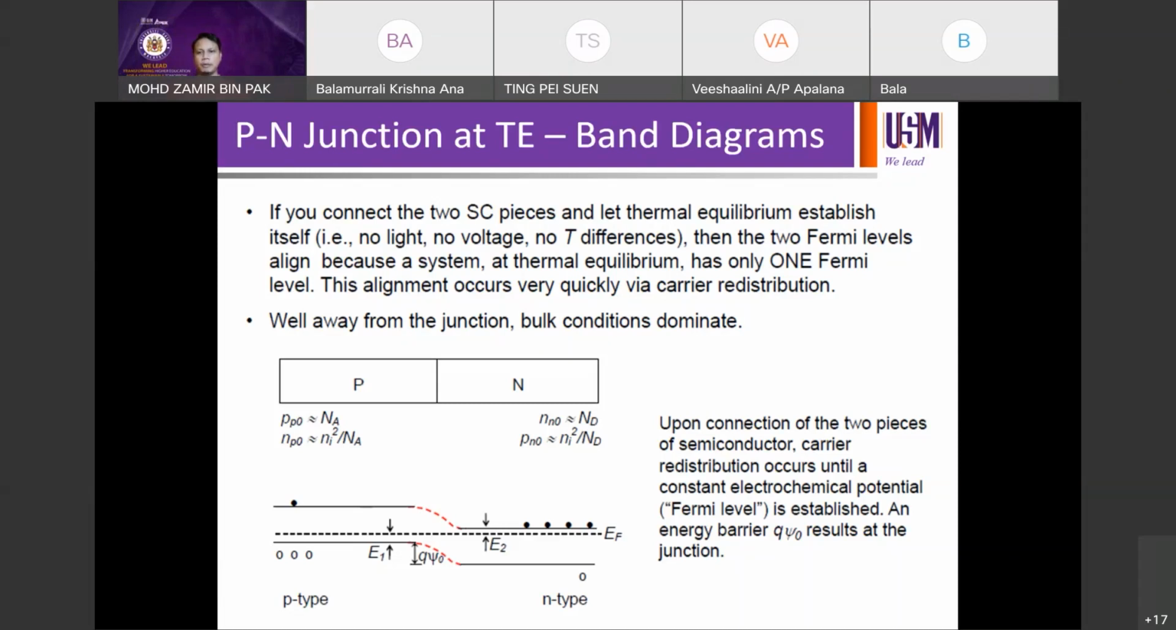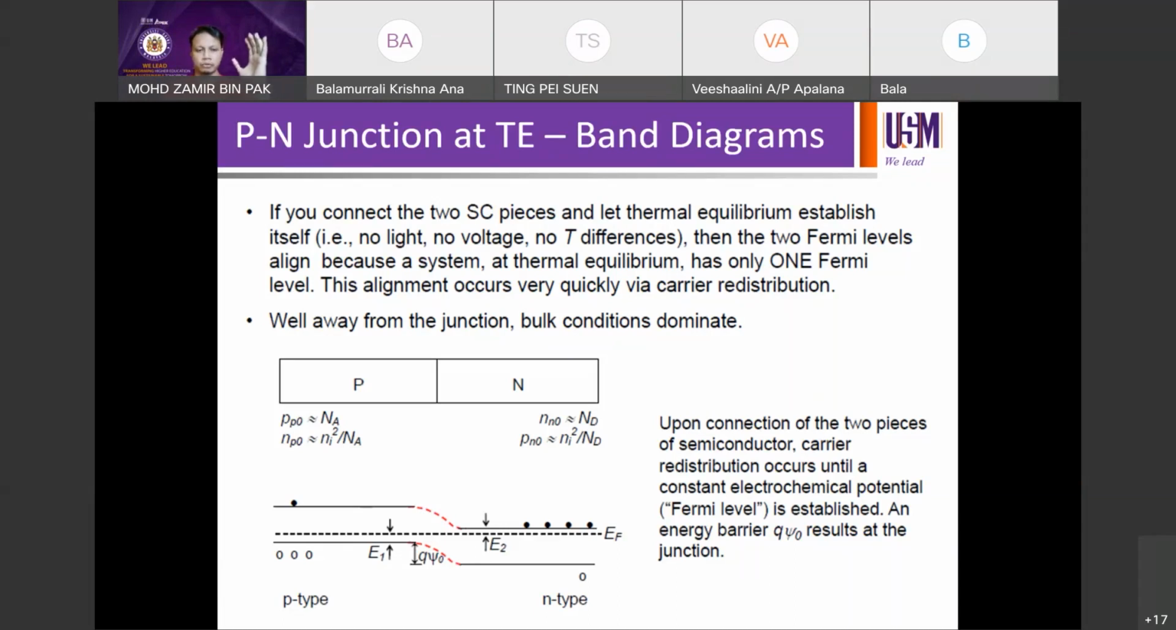So what happens? When you have one EF, that means your thermal equilibrium condition is achieved, and you're going to get some band bending here, not band alignment, band bending. It means your EC, EV on the P-type and your EC, EV on the N-type are a bit lower. So you have to join them together by a bending in the junction region. Okay, so you should be able to draw this.